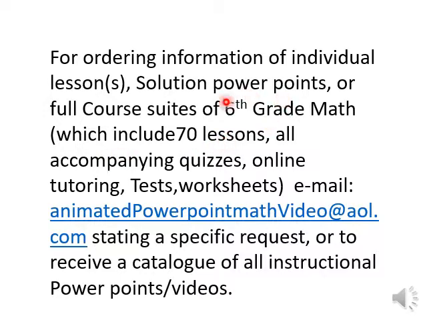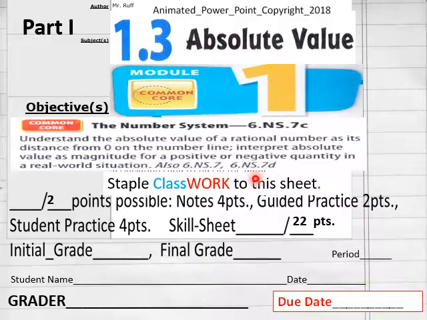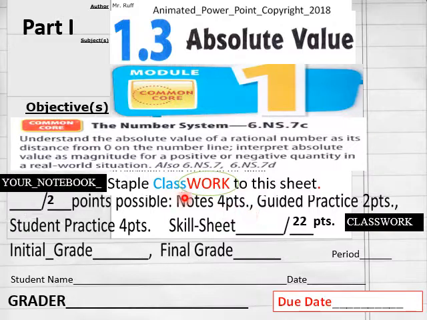Okay, everybody, hello. For 6th grade math, we're going to do lesson 1.3 today. And 1.3 is about absolute value. This is part 1. We have a 22-point skill sheet today for classwork. And we have 2 points here of note.